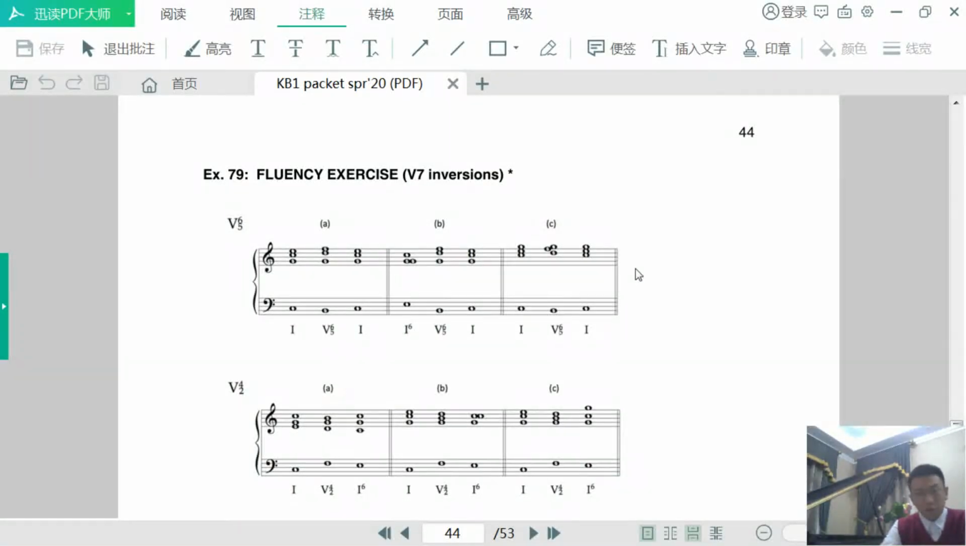So now let's talk about the V6/5 chord. V6/5 is basically the first inversion of the V7. If I play a V7 chord, like this, right, and now we invert to the V6/5 as the screen shows here, V6/5 section A we did.